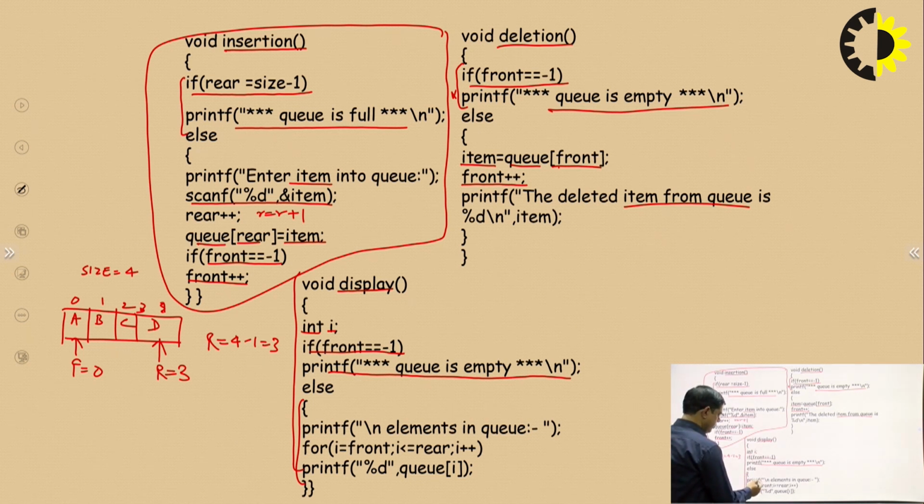Then simply we are printing a message, elements in the given queue, and as we have discussed in the algorithm, we will use a for loop with the help of a variable, for example I, and I equals front. That means we have to print from A to D. First of all, it will take front, and the condition will be I less than or equal to rear, and always I will be plus plus. In that case, if we are running this, first of all, A will be printed, then B, then C, and then D. That is from front to rear. And then whatever value I will contain, it will print that value.